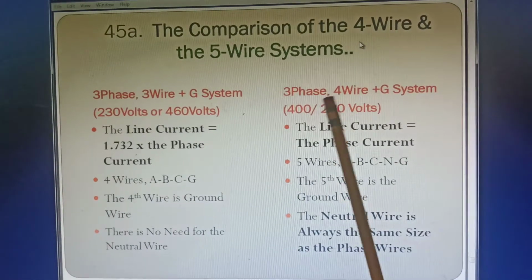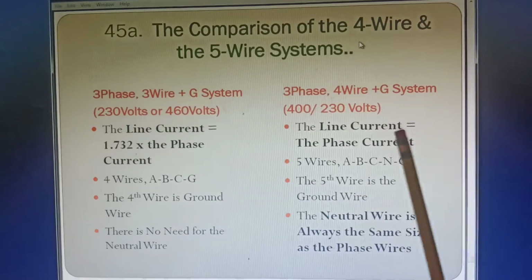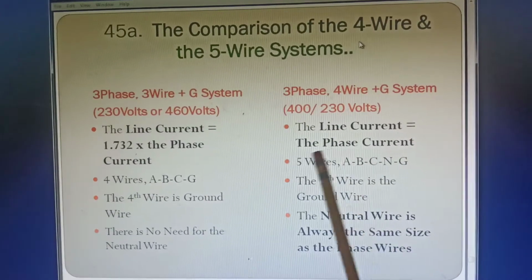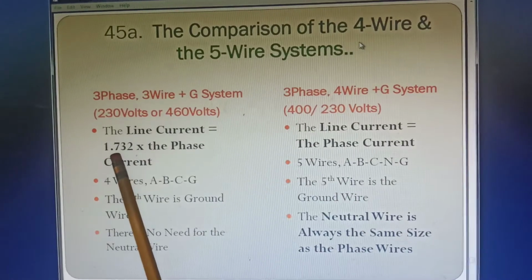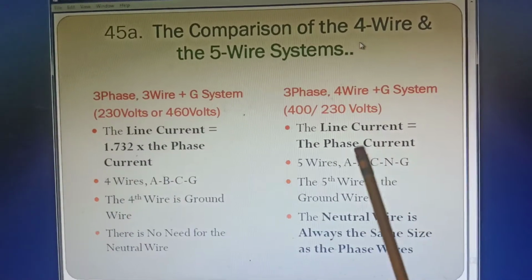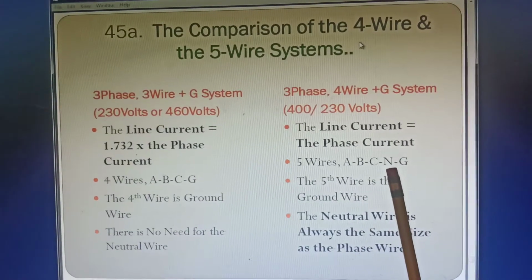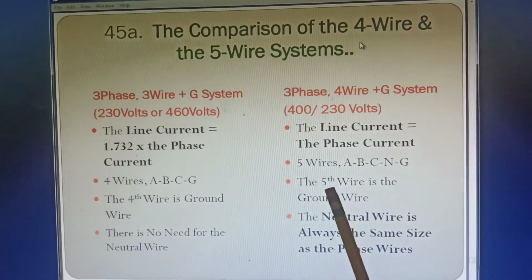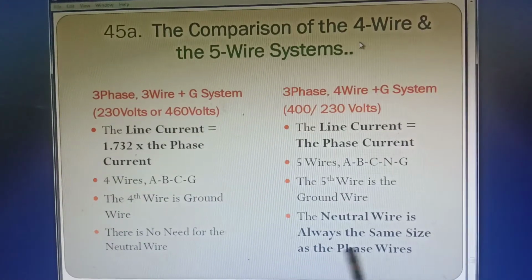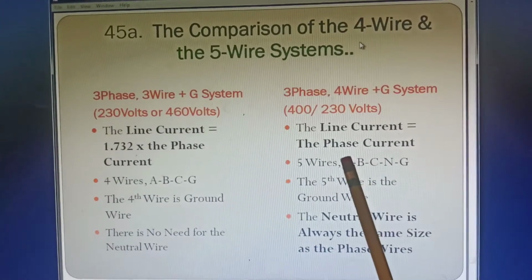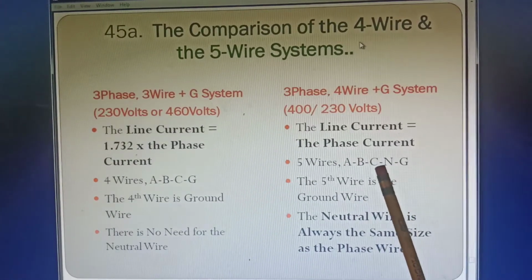In the 3-phase 4-wire system, the line current is equal to the phase current, so there's no need to multiply it by square root of 3 when getting the total line currents. So we have 5 wires, A, B, C, neutral, and the ground. The 5th wire is the ground wire. The neutral wire is usually sized the same as the phase wire. So the size of A, B, C, and N or neutral are all the same.